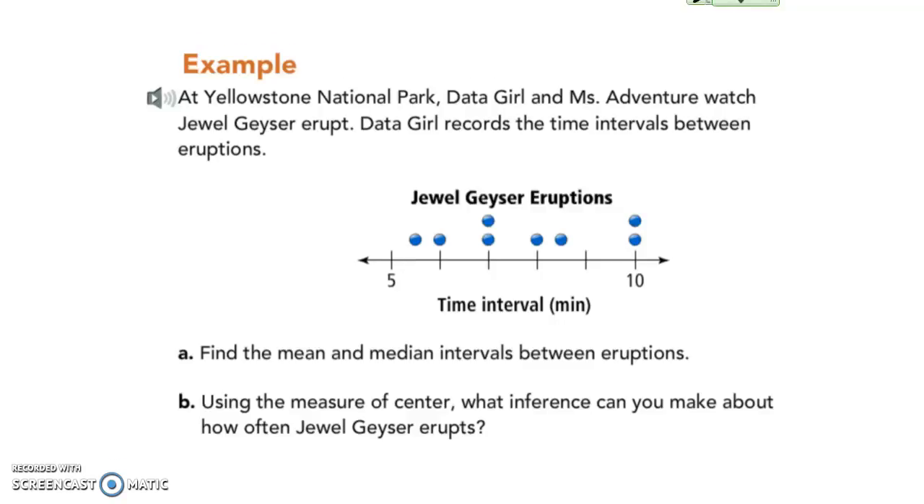I see that this number line is going from 5 to 10, so I know that this is 6, 7, 8, 9, 10. And on state testing, on MAP testing, they love to give you questions that have these dot plots.